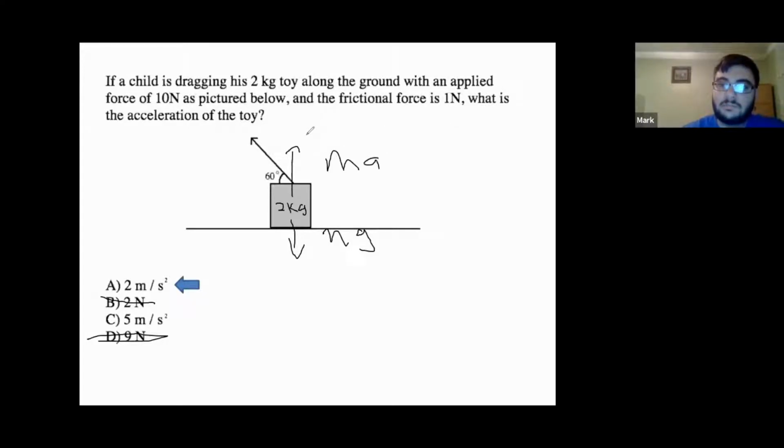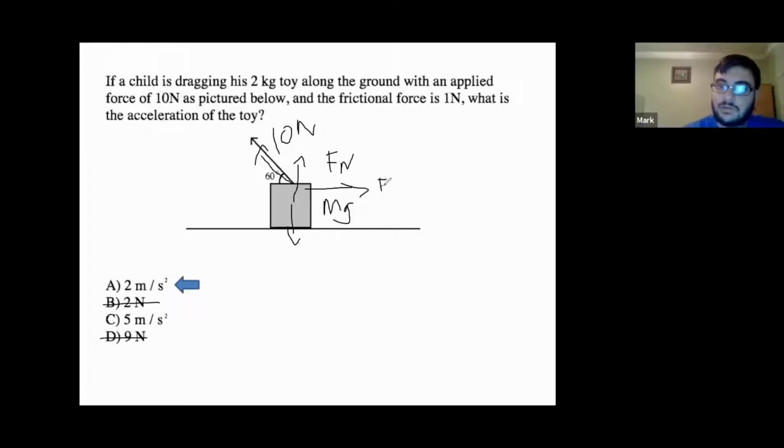Actually, I shouldn't say that. Sorry about that. Gravity going down, there is a normal force, we'll just call it Fn for now, along the ground with an applied force of 10 newtons. So we know that there's a force this way of 10 newtons, and a frictional force of 1 newton. If he's sliding it to the left, friction always opposes motion, so friction is going to the right, and it's 1 newton.